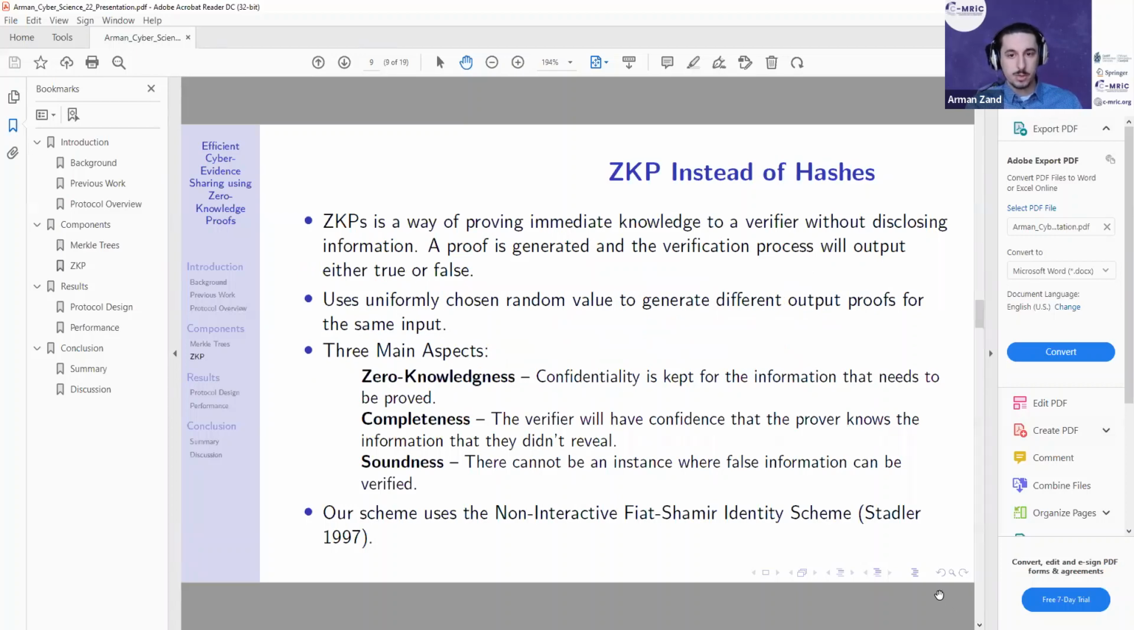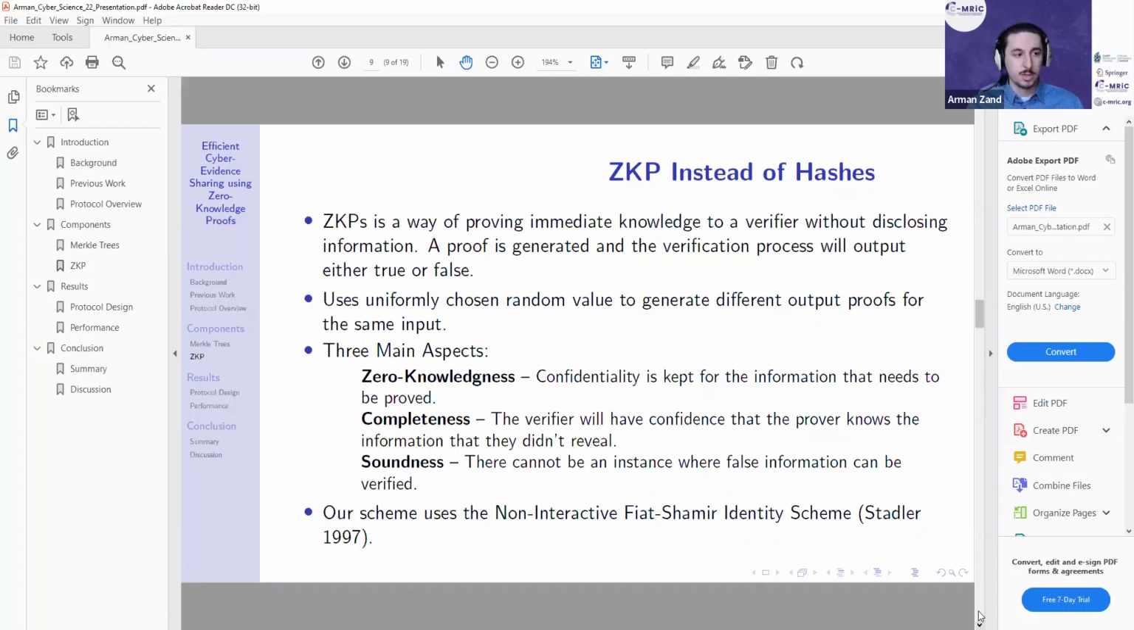So why use zero knowledge proofs instead of hashes? Well, zero knowledge proofs are a way of proving knowledge to a verifier without disclosing information. A proof is generated, and the verification process will output either true or false. It uses a uniformly chosen random value to generate different outputs, different proofs, for the same input.